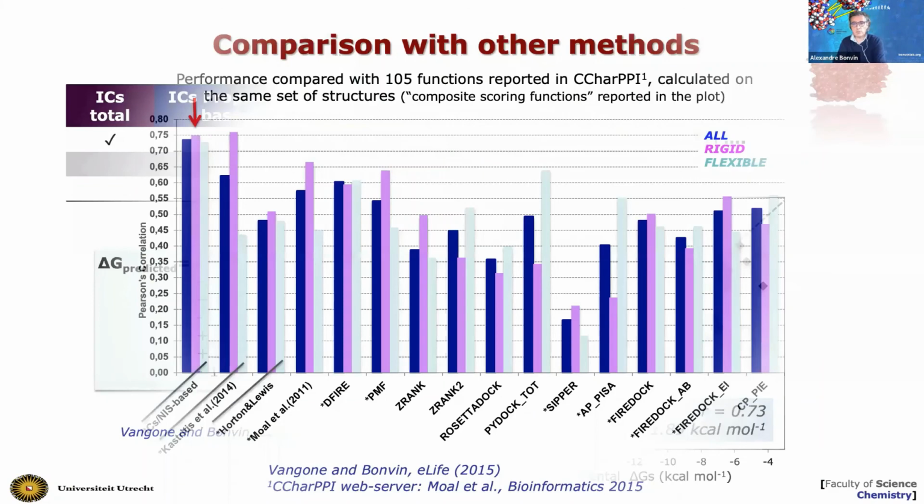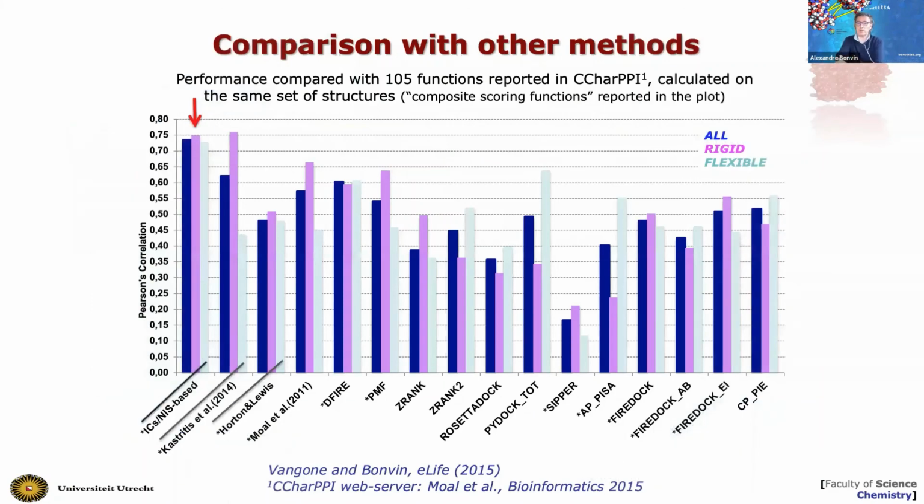Now, where does that put us compared to the many predictors in the field? So you see here a lot of different predictors. Some of them I was mentioning before. So this was Castritis et al., or say, the non-interacting surface work, where you see that over all complexes we are getting about 0.62, 0.63. If you distinguish, we are doing better for the rigid complexes than the flexible ones.